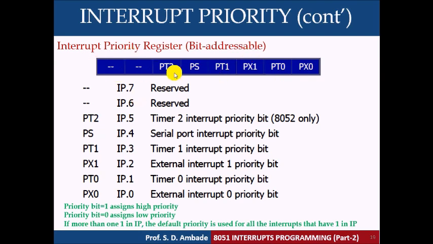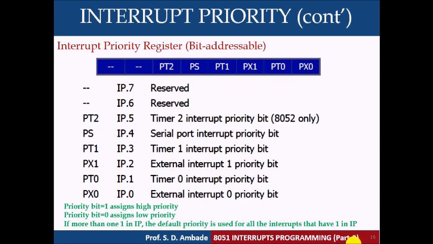PT2 is used for timer 2 in 8052. PSP is for serial port interrupt priority bit. PT1 is for timer 1 interrupt priority bit. PX1 is the external interrupt 1 priority bit. PT0 is for timer 0 interrupt priority bit. PX0 is for external interrupt 0 priority bit. For altering any of the interrupt priority, we should place 1 in that priority bit.